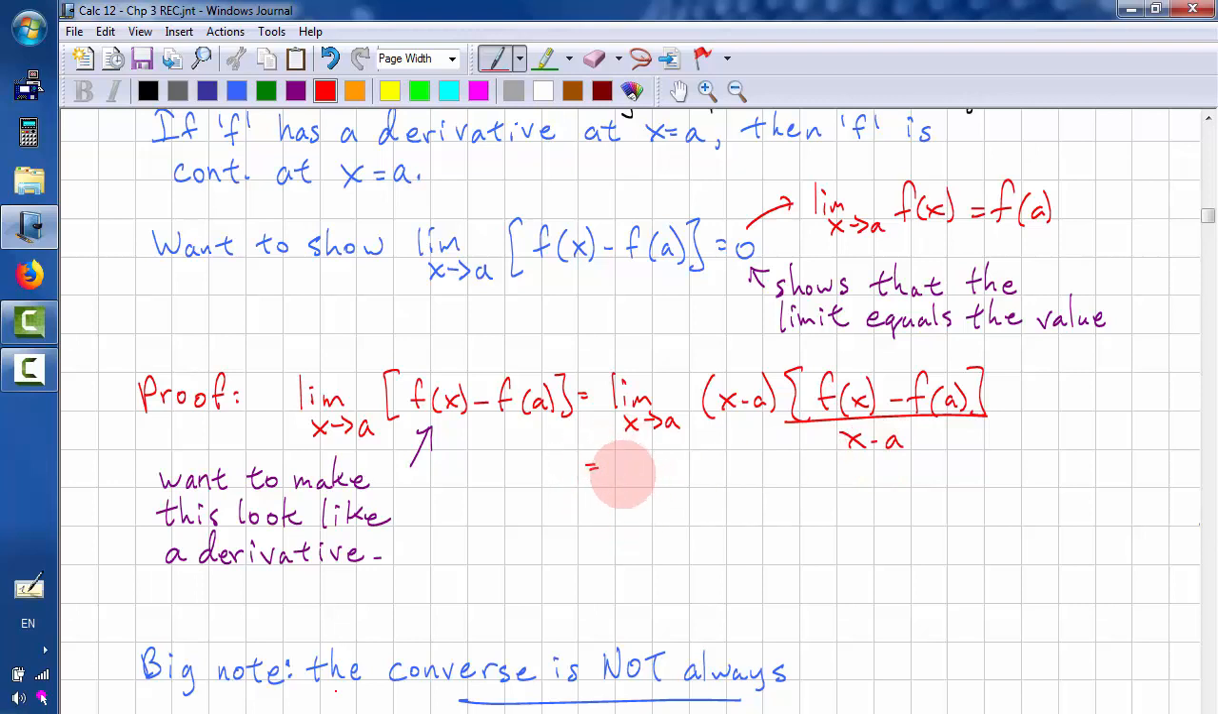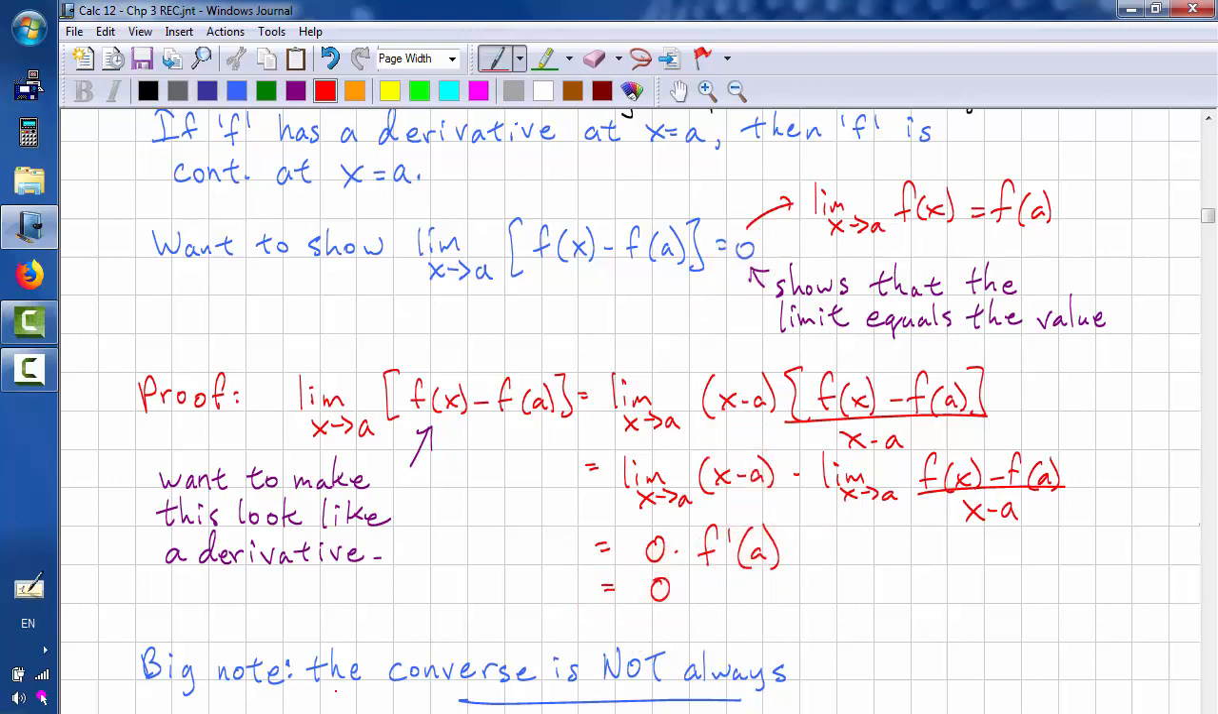Now we reorder this. Limit x approaches a of x minus a. Multiply this by limit x approaches a of f of x minus f of a over x minus a. If we substitute this in, a minus a is 0, and here we use the definition of this. This is f prime of a. So this is differentiability. So if we have differentiability, we have continuity. And our proof is done.